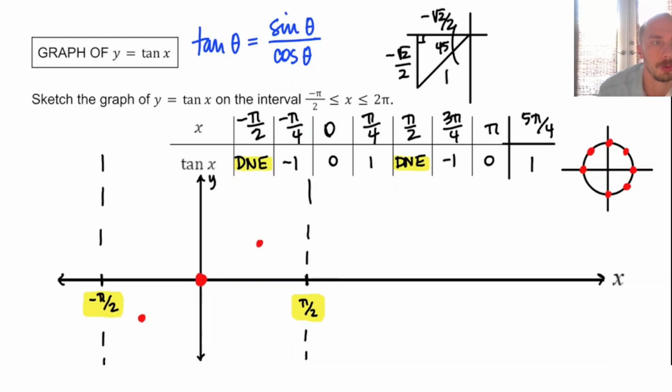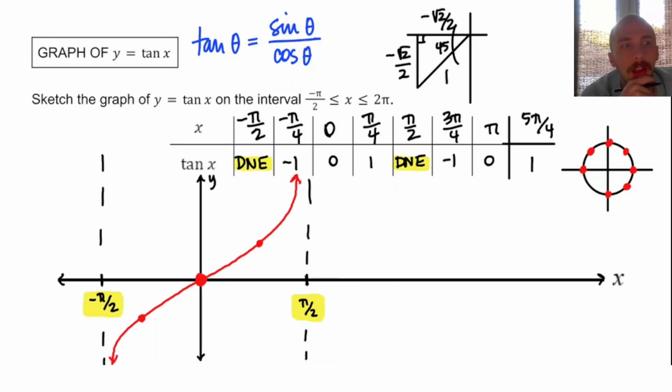What we're going to do is respect these vertical asymptotes, like we did when we were doing the rational functions, and go through all the points. So I'm going to have to come from below, increase, and then go up like that. And that's one of the pieces of the graph of y equals tangent x. But notice it repeats the same pattern, right?